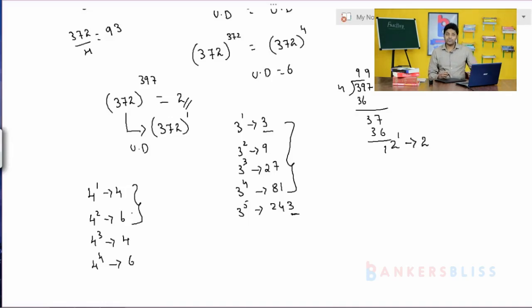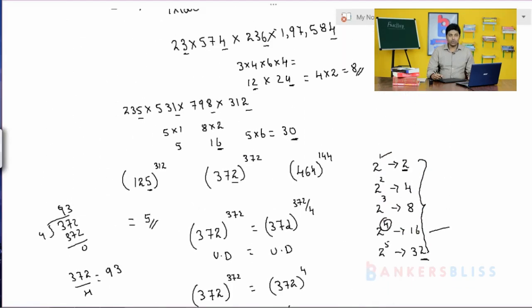Okay. For 5 definitely you are going to get 5. For 6 again the cycle comes. For 7 again the cycle comes. For 8 again the cycle comes. So, you have to write down the cycle on the paper while calculating. So, definitely you are going to get the answer. So, this is how to calculate the unit digit for the different varieties.